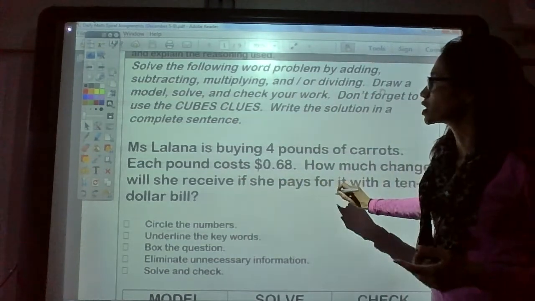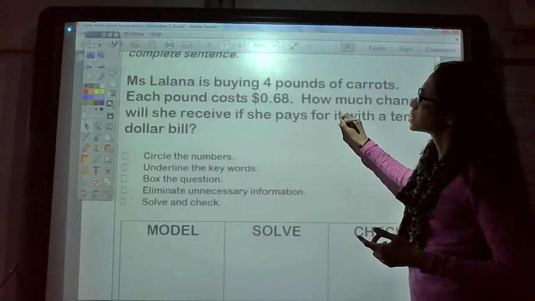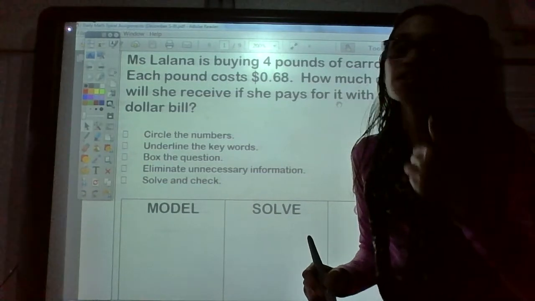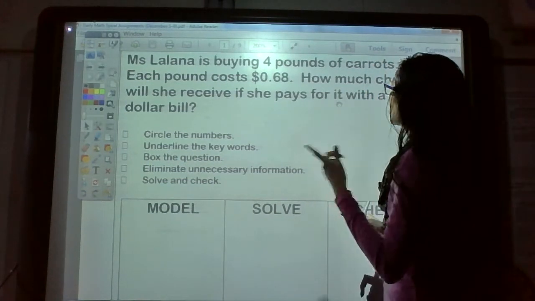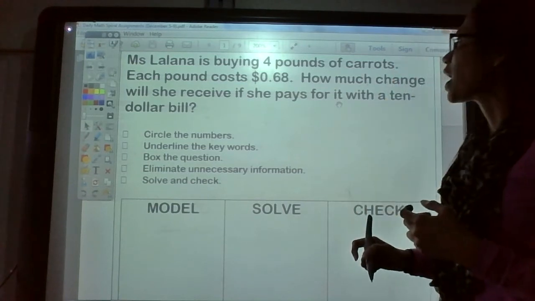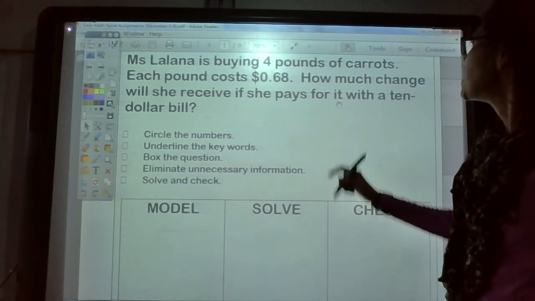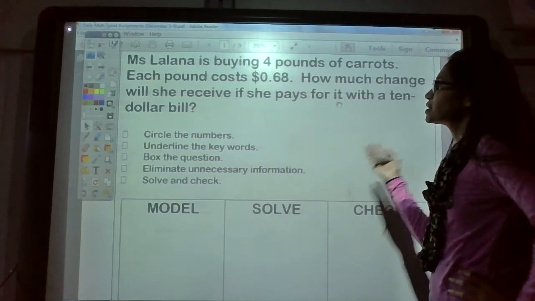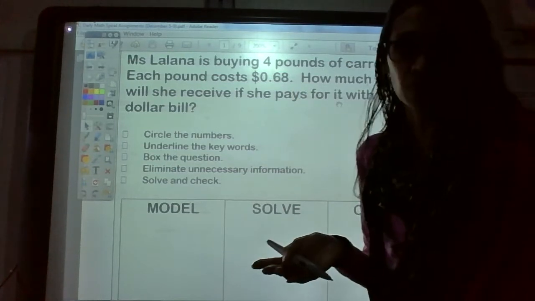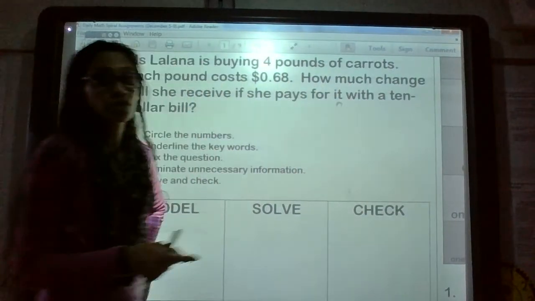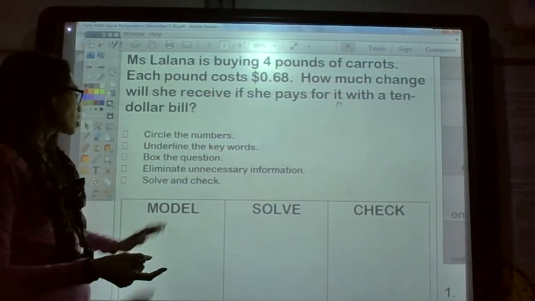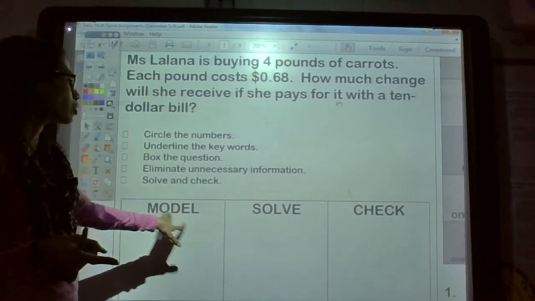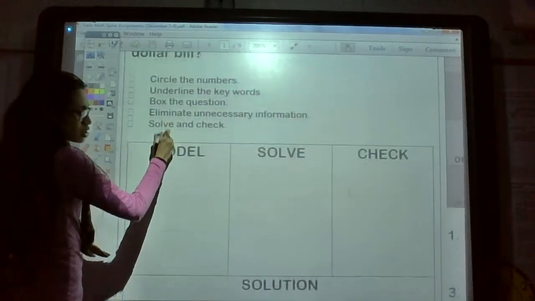All right, let's read it. It says, Miss Alana, oh, that's me. I need your help to solve this problem. Miss Alana is buying 4 pounds of carrots. Each pound costs 68 cents. How much change will she receive if she pays for it with a $10 bill? Again, let's review. What we need to do is use our CUBES clues. Then we are going to model, solve, check, and then write the solution.